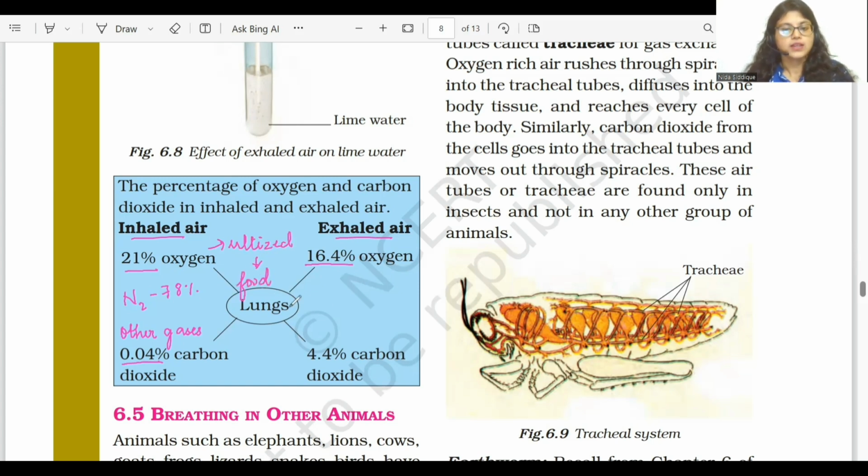Now, how did the carbon dioxide concentration increase? Do you all remember what happens in respiration? Food is broken down to produce energy. Apart from that, what is produced? Carbon dioxide and water are produced, right? That's why the concentration of carbon dioxide is increased, from 0.04% to 4.4%. And that is why there is a change in the concentration of carbon dioxide and oxygen in our inhaled and exhaled air.